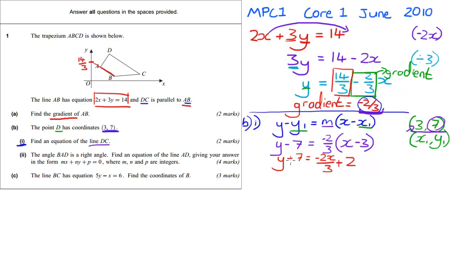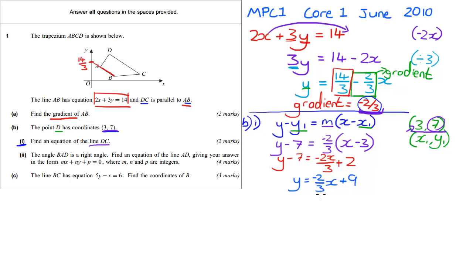So then what can we do? Well, we can add 7 to both sides. So let's do that. Then we get y equals minus 2 over 3 x, and then 2 plus 7 is going to be plus 9. And I think that is the right answer. I mean, we could go further.